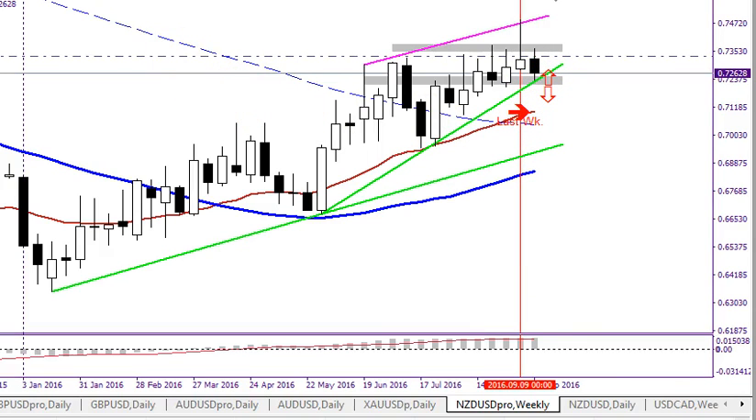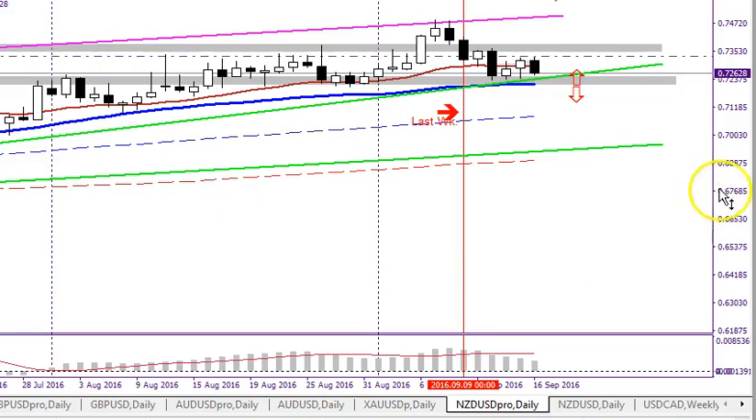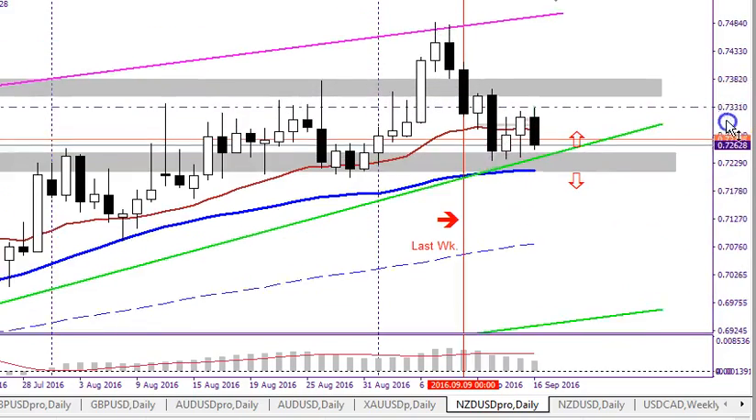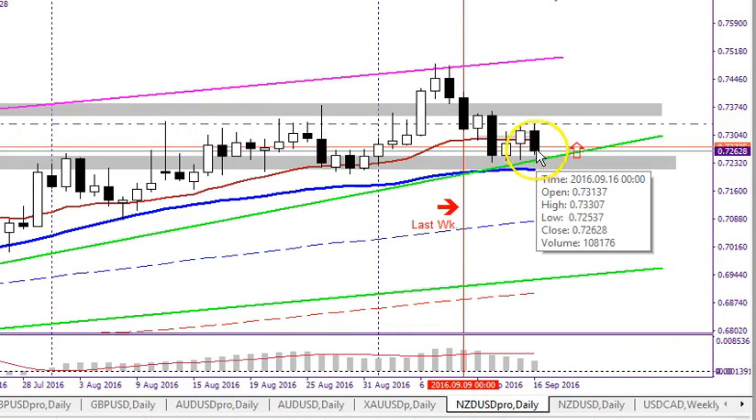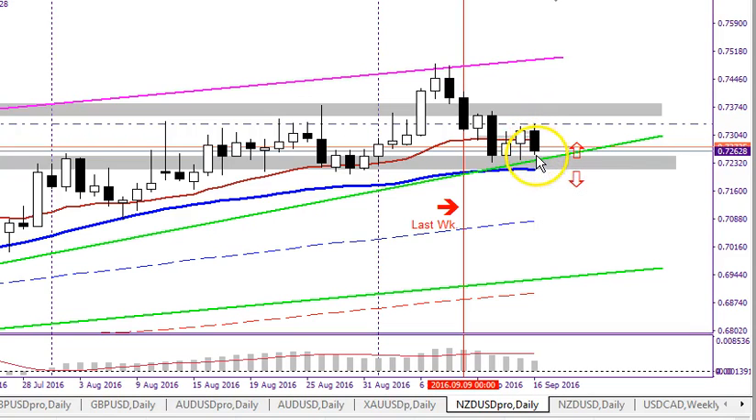Okay, and let me go down to the daily. So you can see here on the daily, this was on Friday, a huge bearish engulfing candle. So I do expect price to come down just a wee bit lower. Again, this is a major area of support right here. Again, we do see confluence.